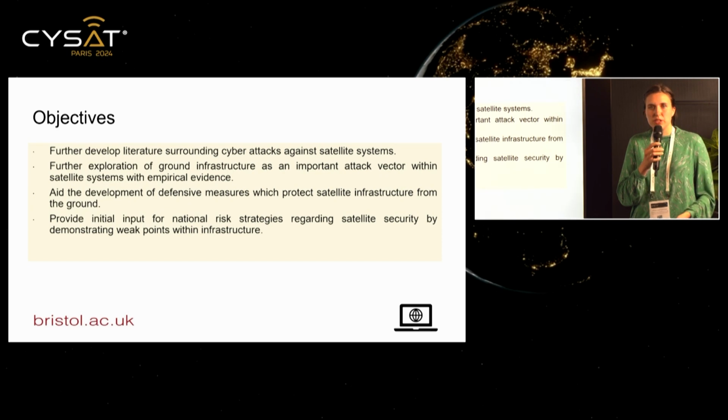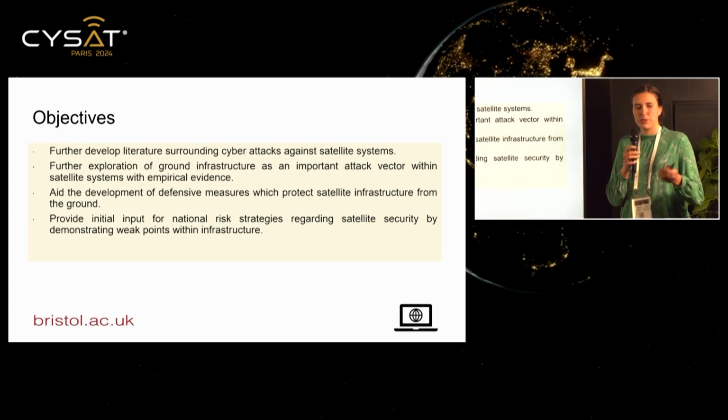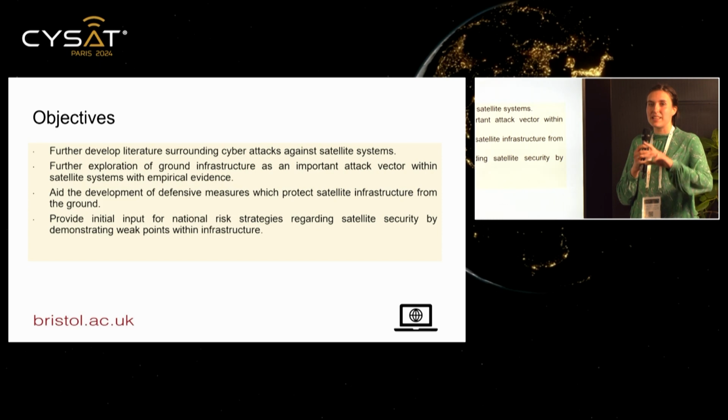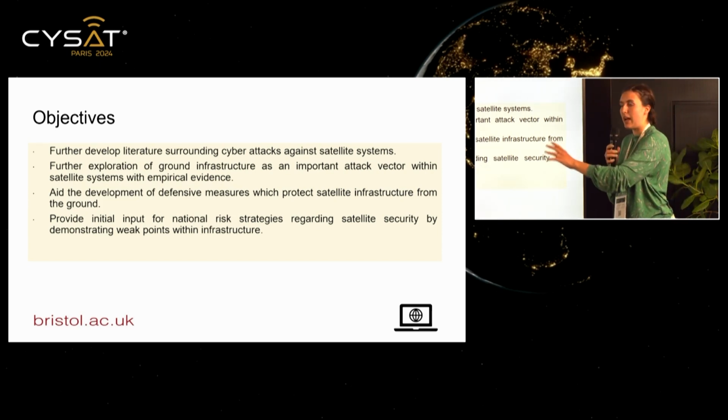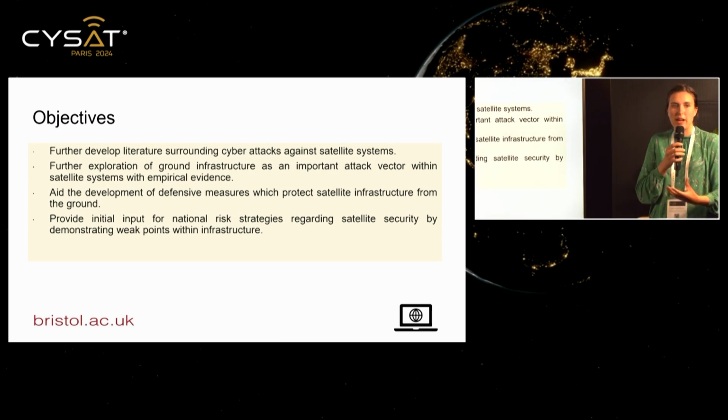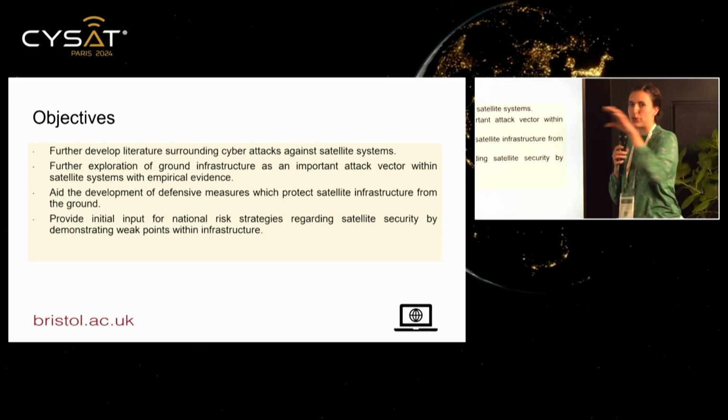Now I can imagine that most of you are familiar with the architecture of satellite systems, but very briefly, we've got the space segment, which is the satellites that are up in the sky. We've got the user segment, which is where the signals are transmitted from the satellites down to user terminals, maybe on your phone, maybe on vessels, aeroplanes and such. And then you've got the ground segment.